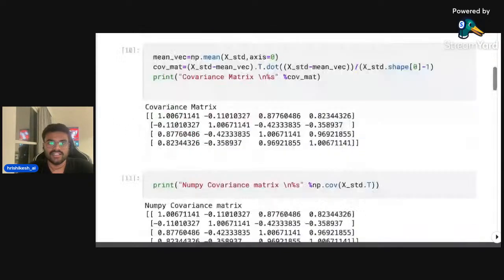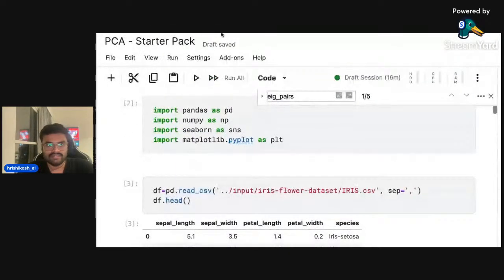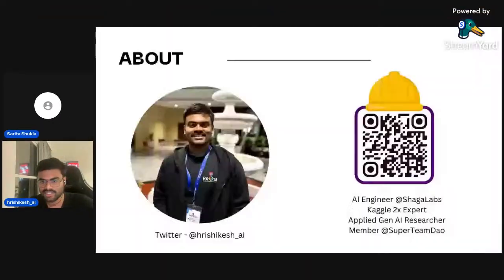So yeah, I hope it's been clear what PCA is and how it's useful for various applications. That was all about today's talk, and you can reach out to me if you want to discuss anything related to Gen AI or ML.